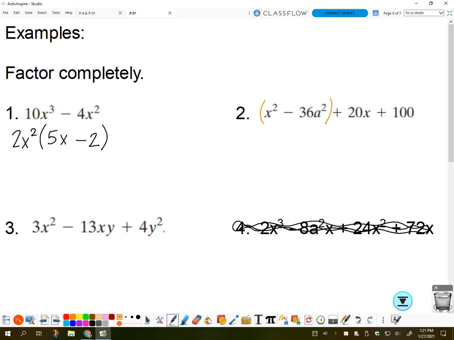Some days I really do wonder about myself because this problem doesn't work either.